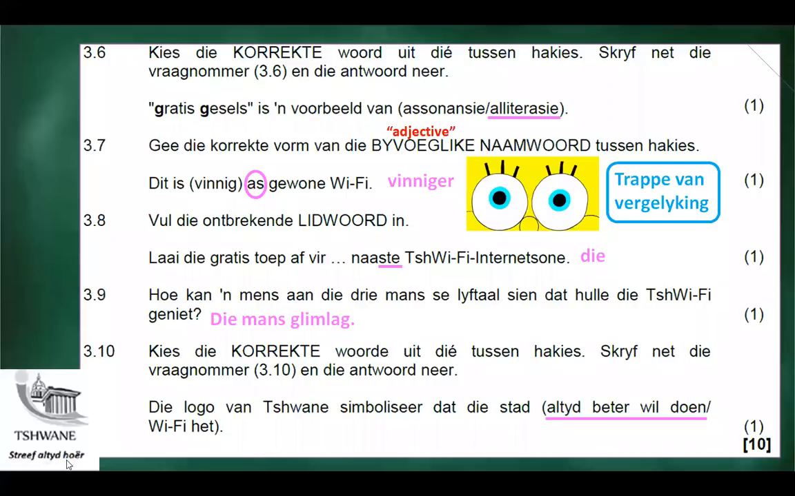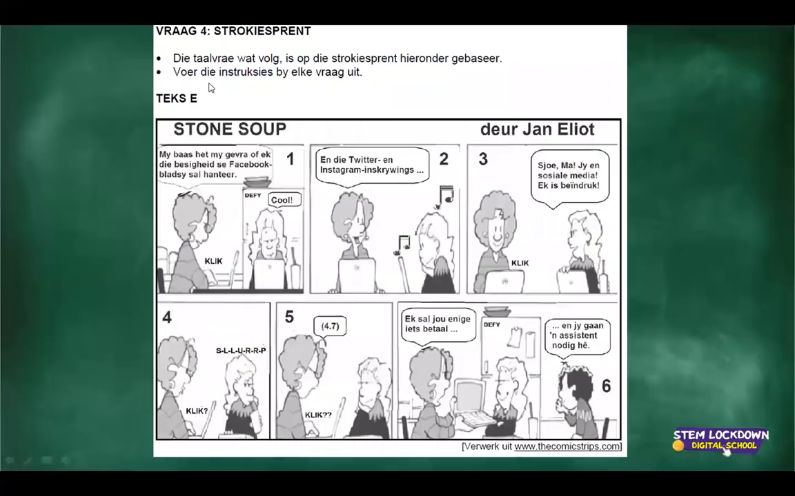Goed. Nou is dit die strookie sprent. En weer eens, sê hulle die vraag wat volg is op die strookie sprent gebaseer en jy moet die instructies uitvoer. So kom ons kyk nou net na die strookie sprent. Remember, it's all about what you see in the cartoon.